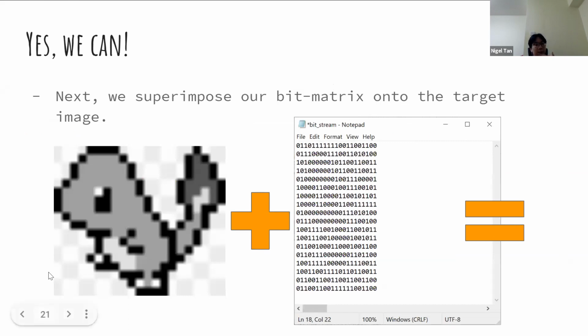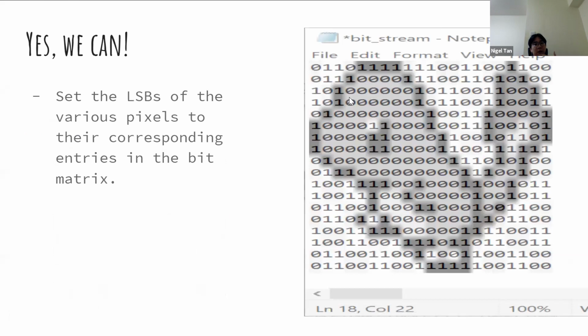But let's say the image is m by n, so it has that number of pixels, and your file has m by n bits. What you can do is superimpose this bit matrix onto the target image, and you get something like that. You can see a very nice one-to-one relationship already, where each bit in the bit matrix will correspond to 1 pixel in the base image. And so from here, we just need to set the corresponding pixel's LSB to whatever is in the bit matrix. So the first pixel in the image, we'll set it to 0.